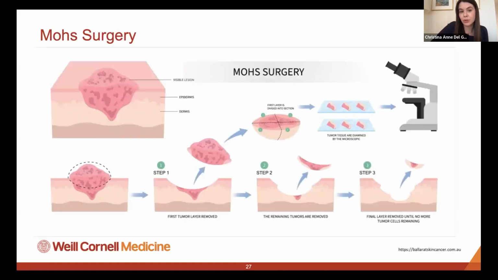So how is Mohs surgery done, and what is it specifically? So this is a schematic about how Mohs surgery works.